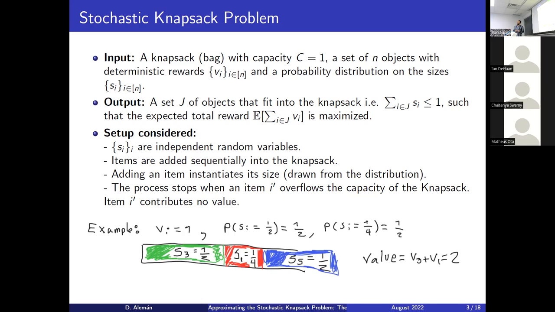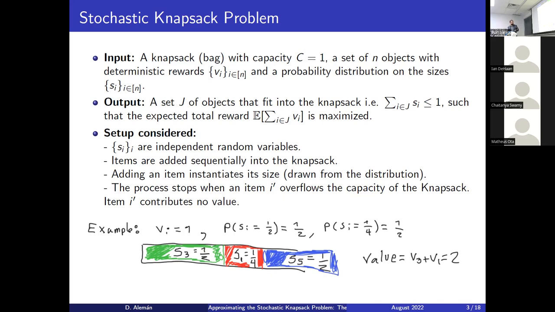Like, you cannot even choose if you're going to pick an object or not? They just come randomly? No, you are allowed. I'm going to explain what kind of policies we are going to consider, but throughout this talk, we are going to assume that we are allowed to pick a sequence of items that we are going to input into our knapsack.